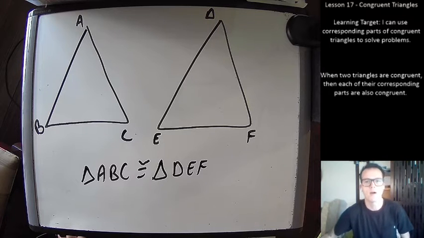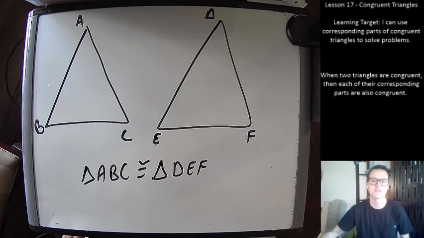What's up, team? Today we're talking about congruent triangles, which is the learning target above. You can use corresponding parts of congruent triangles to solve problems. So the statement immediately beneath that is important. When two triangles are congruent, then each of their corresponding parts are also congruent.